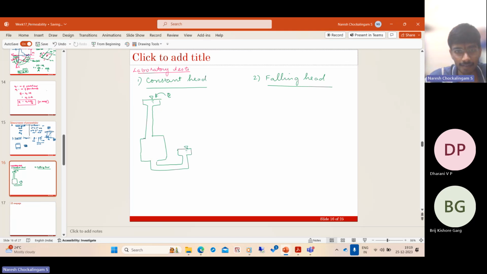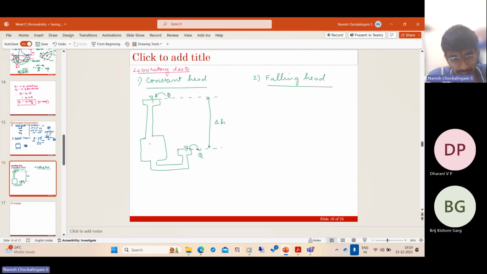And this is the tail. So here you have some head, here you have some other head, and here whatever goes in has to come out. So the same flow rate is maintained. So when this Q is kept constant in time, and we assume the soil is fully saturated, this head is also constant. So let this head be delta H.